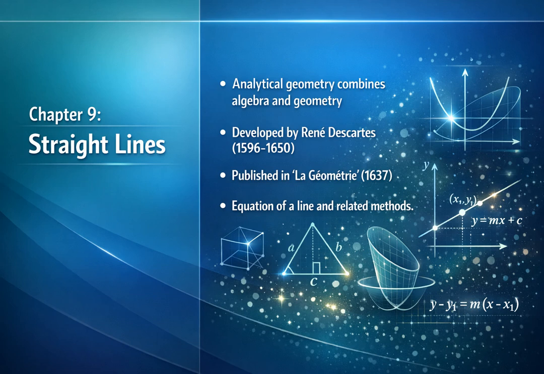Welcome to Chapter 9, Straight Lines. This chapter combines algebra and geometry in what we call analytical geometry. The French mathematician René Descartes pioneered this approach in his 1637 book, La Géométrie. By representing geometric figures with equations, we can solve geometric problems algebraically. The straight line is the simplest yet most fundamental geometric figure.